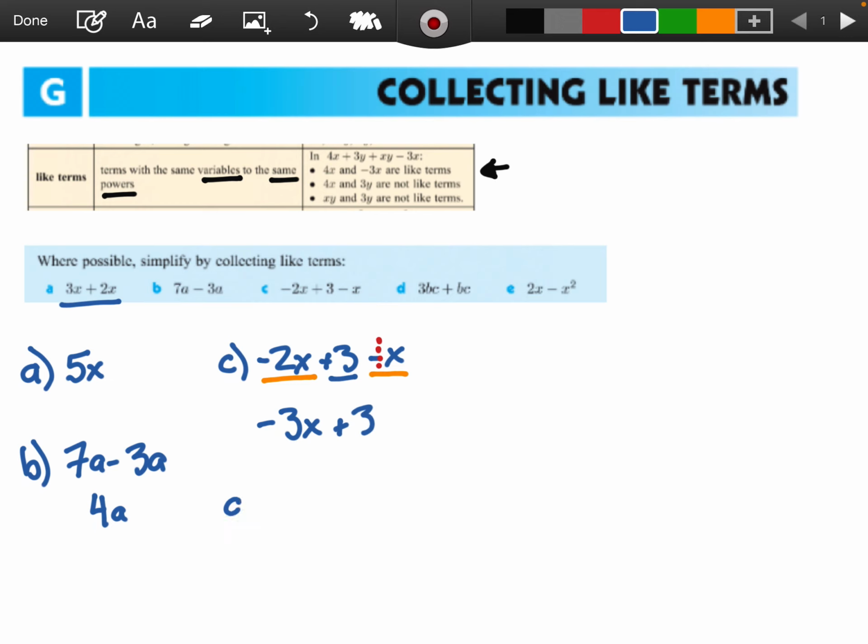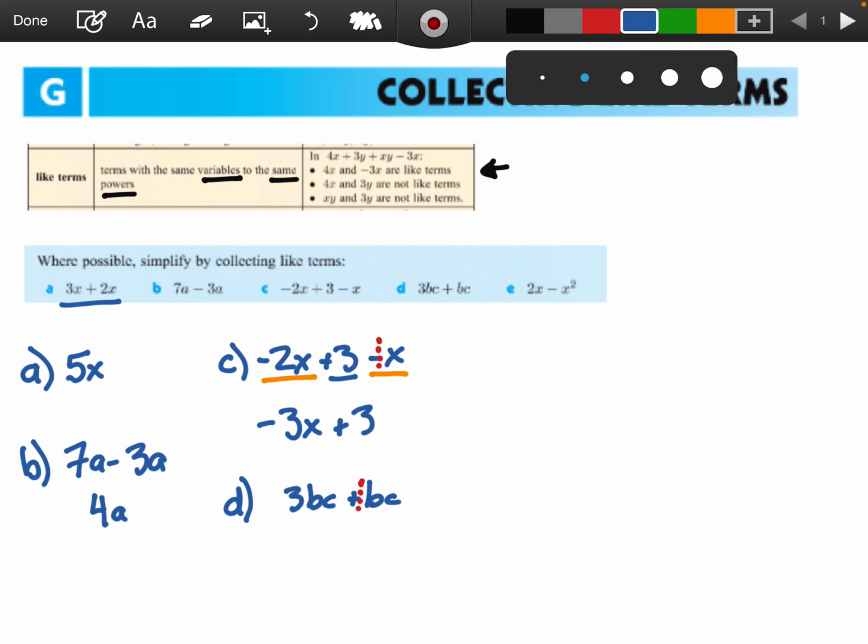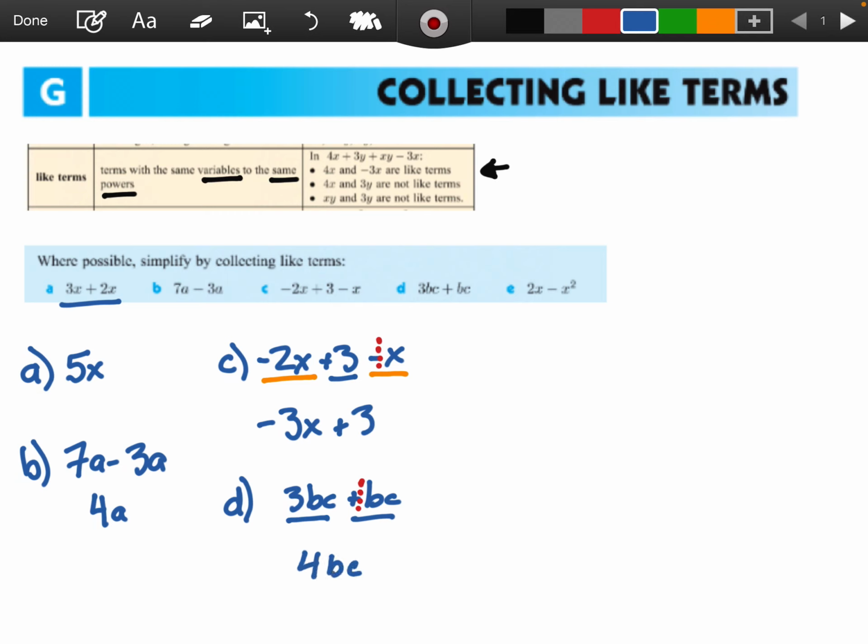So part D, we have 3bc plus bc. And again, remembering that in front of that second bc, there is an unwritten coefficient of 1 that we need to consider when we are collecting our like terms. So we had 3bc, we added 1 more to our collection, so now we have 4bc.